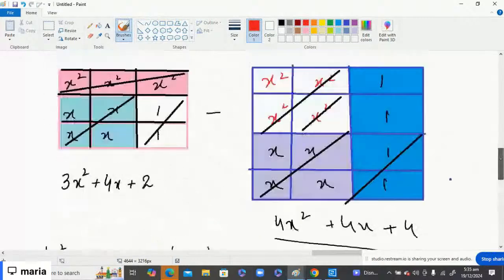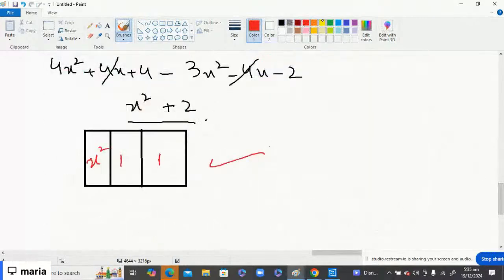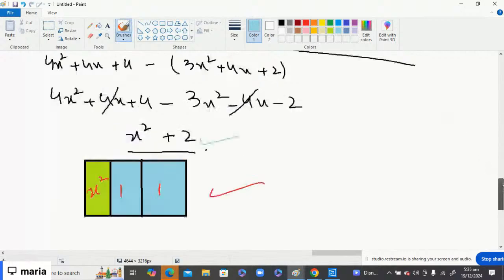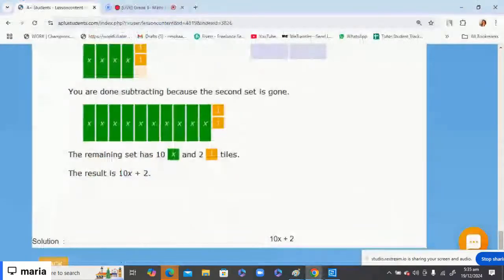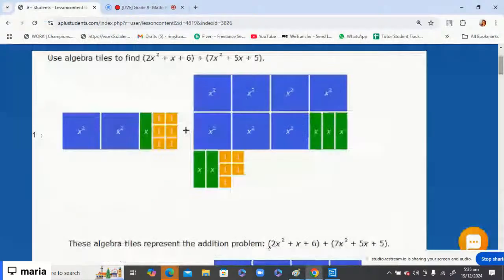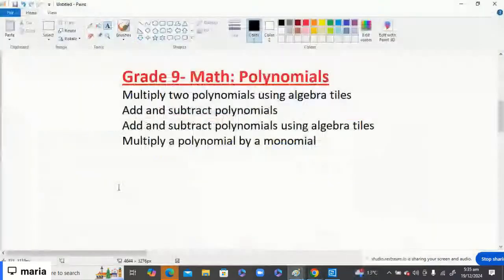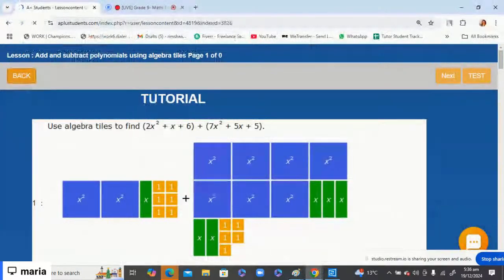In the algebra tiles form, this one, okay, this is the algebra tiles form. Okay, and this is for the basic form, like by using this form. So here is the question that we are going to solve, and then we get the answer this one. Okay, hope you guys understand this lesson as well. So we subtract, add and subtract polynomials using the algebra tiles. Now multiply a polynomial by a monomial. Okay, let's do it.